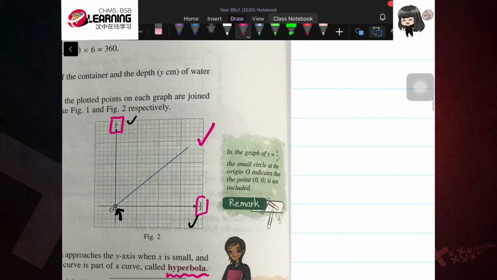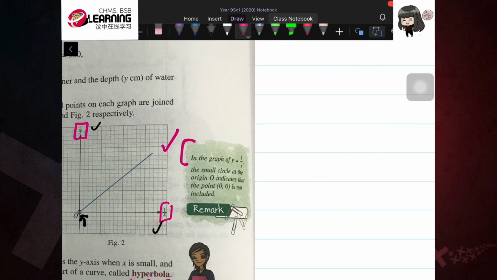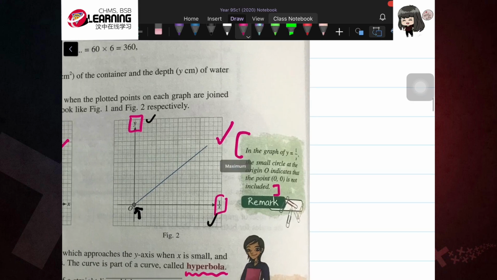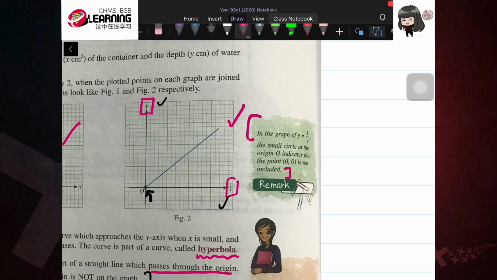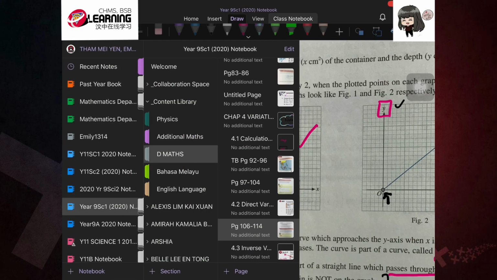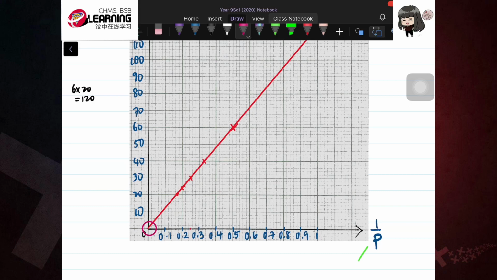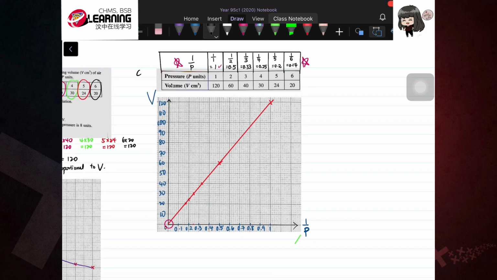Now this remark, you also copy. In the graph of y equals 1 over x, the small circle at the origin indicates that the point (0, 0) is not included. You can write it in a way that you can refer back to and understand. No need to copy every single word. When you go back to that page, you will know that it doesn't include 0. Our graph still touches at that part, but the circle means it doesn't include the 0. So this is part C, V against 1 over P.